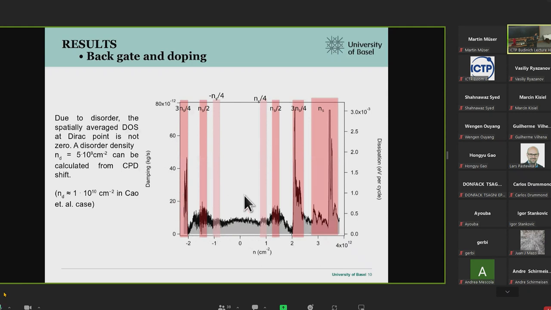From this CPD shift, we can easily determine the disorder density. And the number is 5 times 10 to the 10 per centimeter square, I guess. If you compare this with the literature, it's pretty much corresponding to the values that were already reported in the literature.